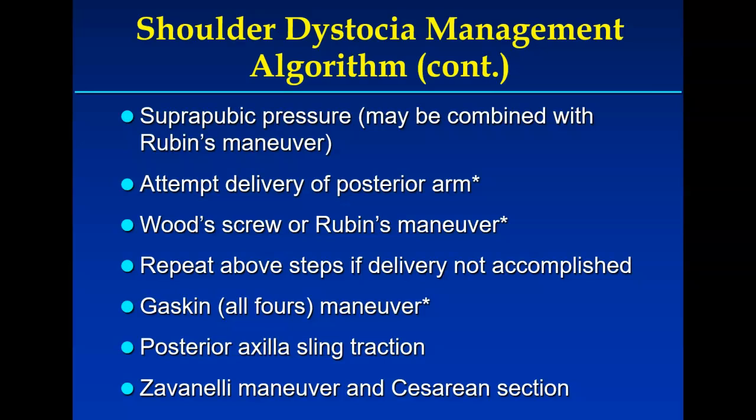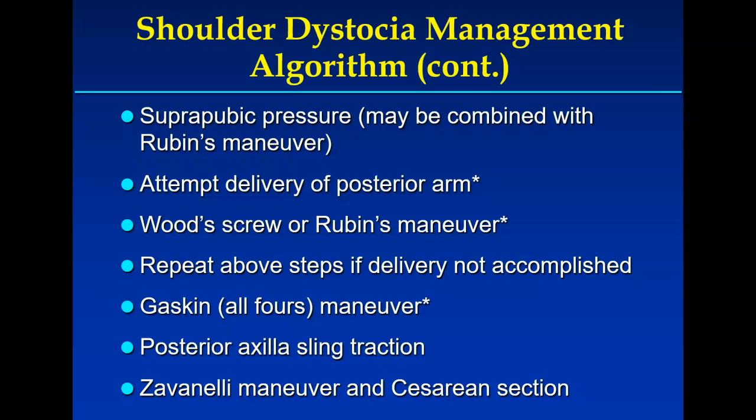Next method usually utilized is suprapubic pressure. Again, you have to instruct your assistant or a nurse or whoever how to do this. And this oftentimes can be combined with a Rubin maneuver. The next maneuver listed is the posterior arm. There is data, at least from one large study, that suggests that when suprapubic pressure and McRoberts fail, posterior arm delivery is more likely to be successful than some of the other maneuvers. However, this is not sort of cast in stone.